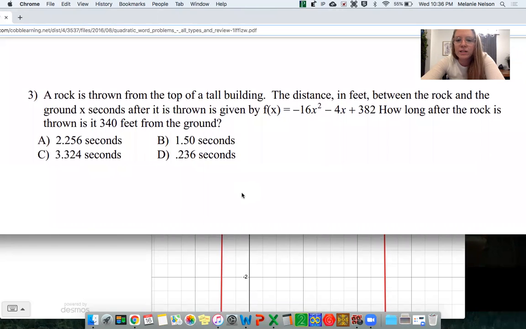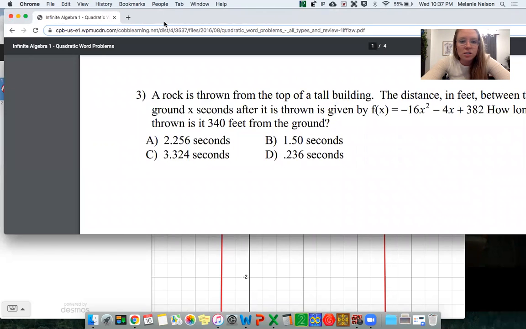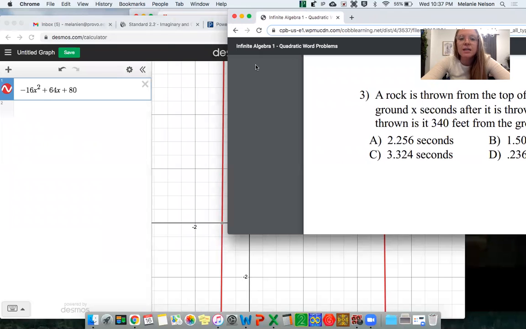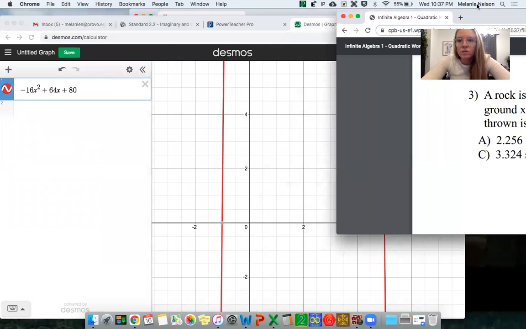This question says a rock is thrown from the top of a tall building. The distance in feet between the rock and the ground x seconds after it is thrown is given by f of x. How long after the rock is thrown is it 340 feet from the ground? Okay, so that's asking something else. That's asking about a specific height, which is 340. So for starters, I've got to plug that function back into Desmos.